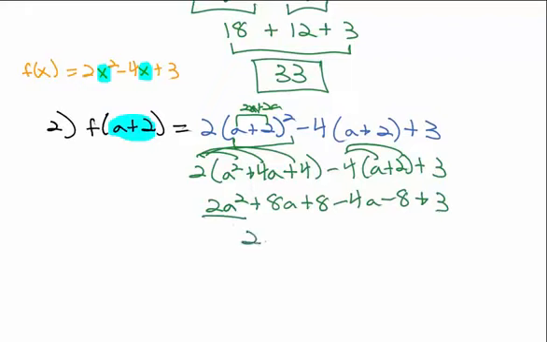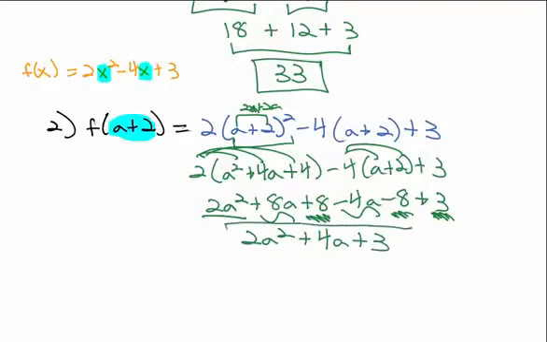Combine like terms, there's only 2a squareds. 8a minus 4a is 4a. 8 minus 8 plus 3 is a positive 3. And we have our final solution, 2a squared plus 4a plus 3.